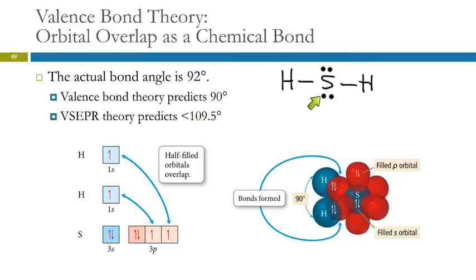Because when we look at this, we see four groups. We see a tetrahedral electron geometry. Two of those are lone pairs. And so VSEPR theory says this is a bent molecule. And because of the lone pairs, the angles are less than 109.5. So things are going okay here. They're not exactly the same, but they're pretty close to each other. Any questions about that?